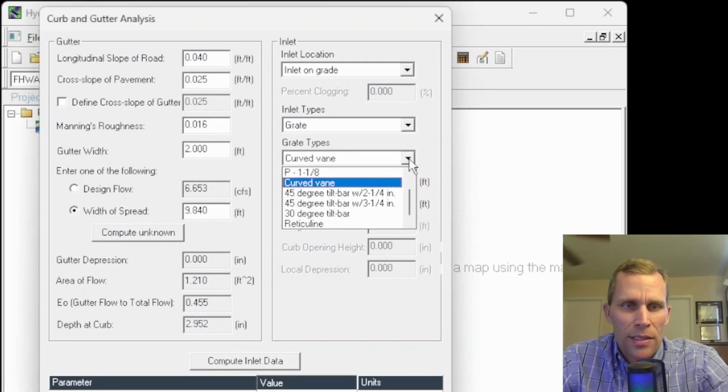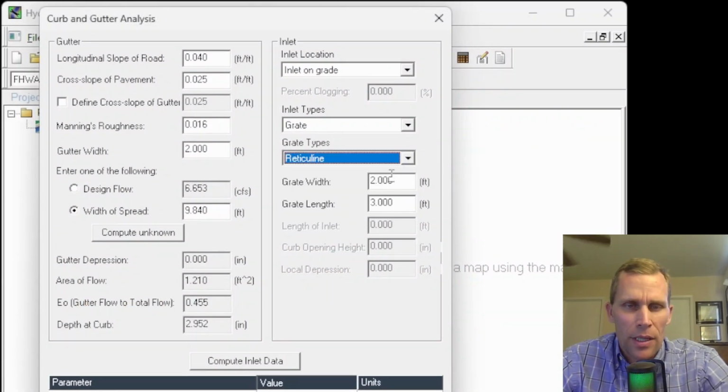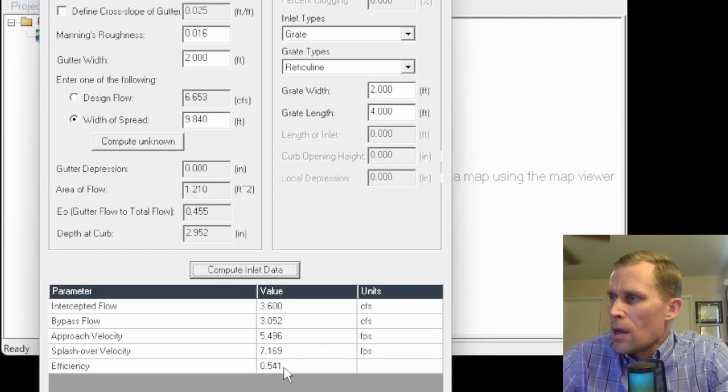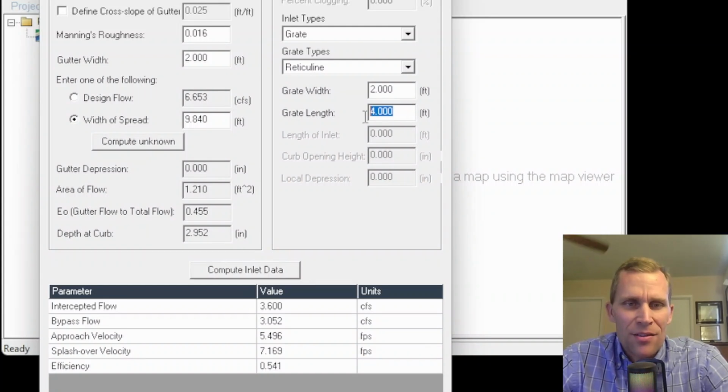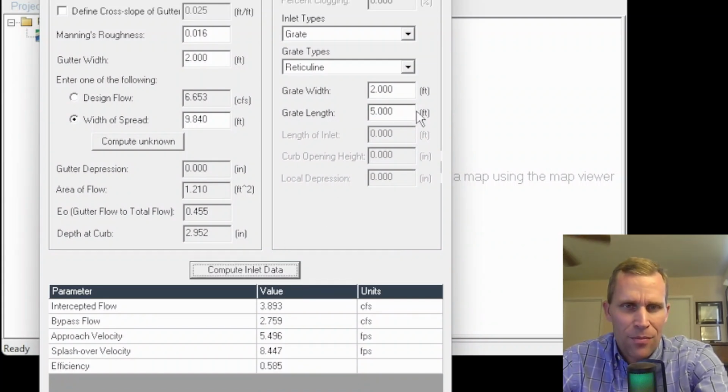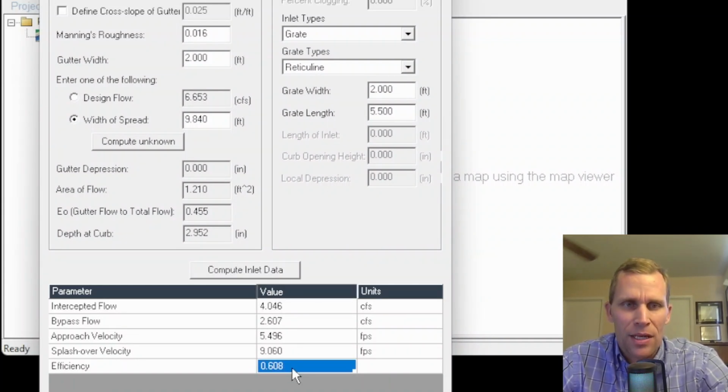I need to change the grate type back to reticuline and then grate. That's good. So 2 by 4 is where we left off. That's 54.1%. Let's increase the length to something else, 4.5, adding 6 inches, because that was the specified length requirement, every 6 inches. We're up to 56.3%. Let's go to 5 feet and 58.5. It's got to be 5.5. 5.5 grate length and compute inlet. And boom, there we are, 60.8% with that grate inlet being 2 by 5.5 feet. All right, so that's 60%.